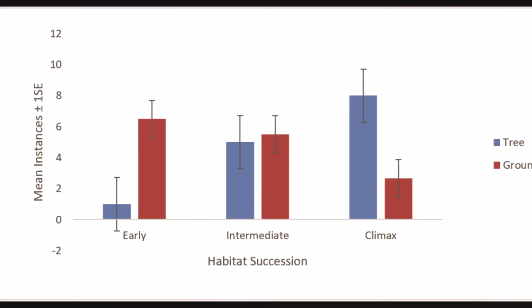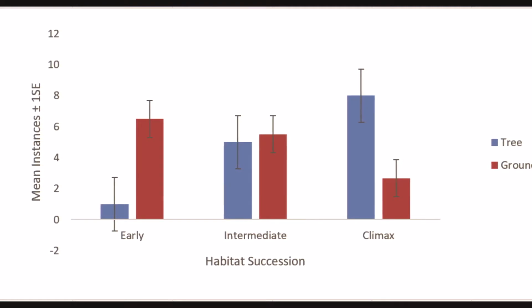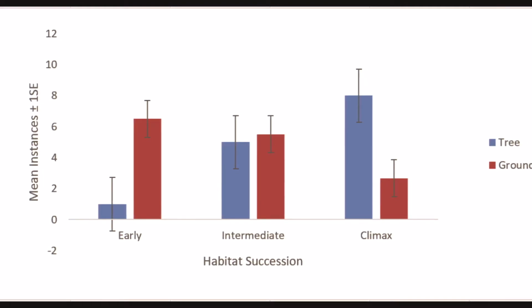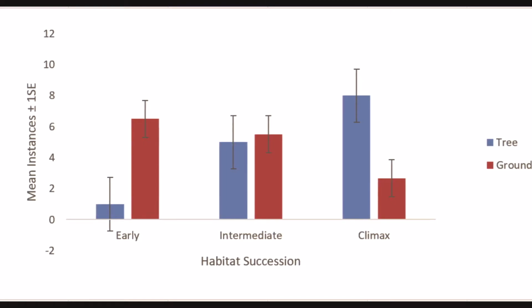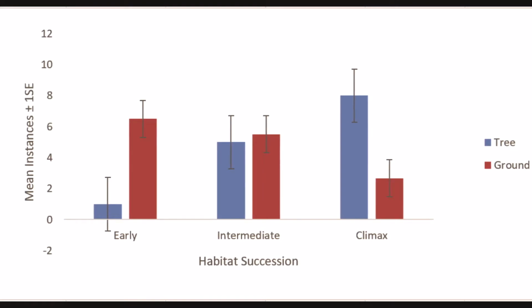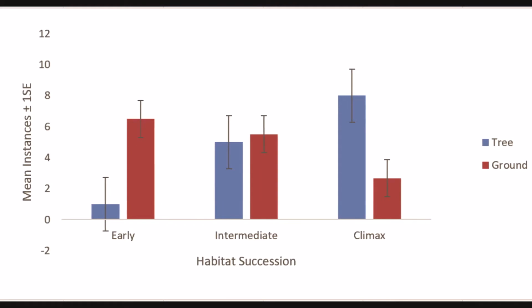Shown in this graph is the mean instances plus or minus 1 standard error in which a squirrel was spotted in a tree or on the ground in their respective quadrats. The differences in the instances between each succession type shows a pretty clear trend. In the spots we determined as early succession, squirrels were more likely to be seen on the ground. As the succession type gets more complex and into the climax communities, squirrels are more likely to be seen in a tree.